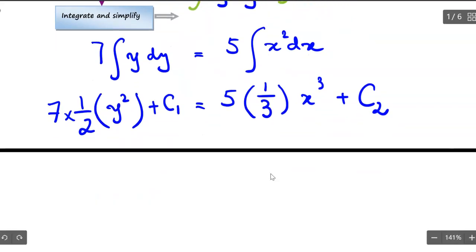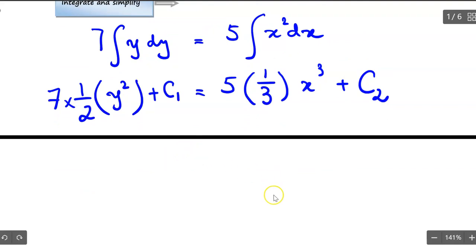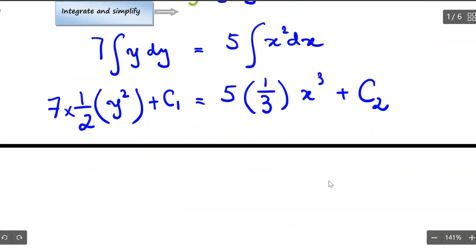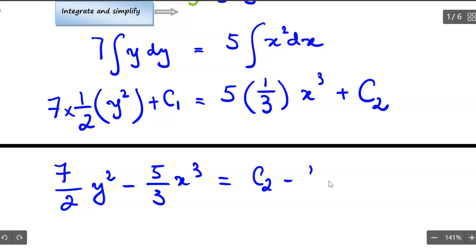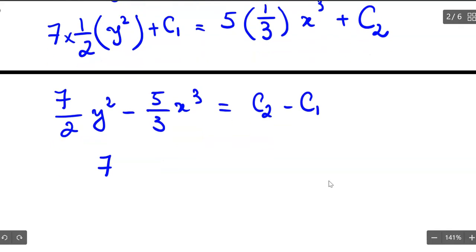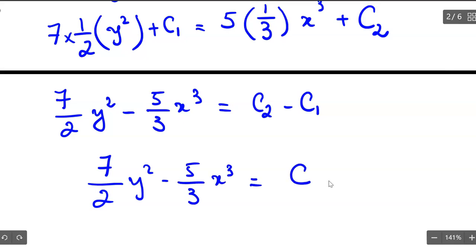So what I'm going to do now is ask you to rearrange the terms, because you have to simplify. In here, it said that you simplify the answer. You arrange all the variables with x on one side of the equation, and whatever the c on the other side. So I will have 7 over 2 y squared subtract 5 over 3 x cubed equal to c2 minus c1. And c2 minus c1, all you have to do in this case is write it as just the c, the general c.